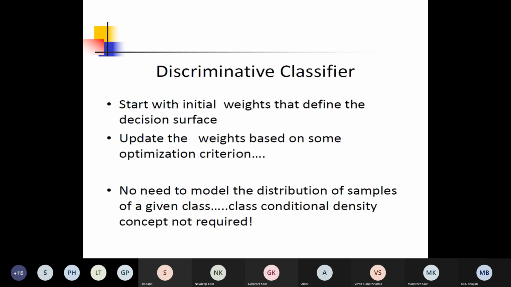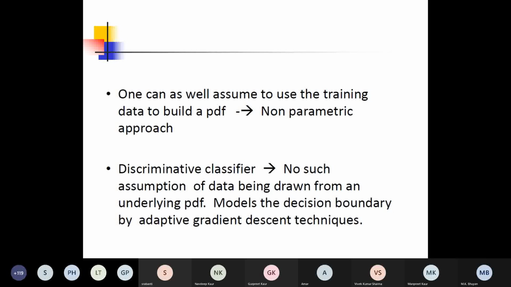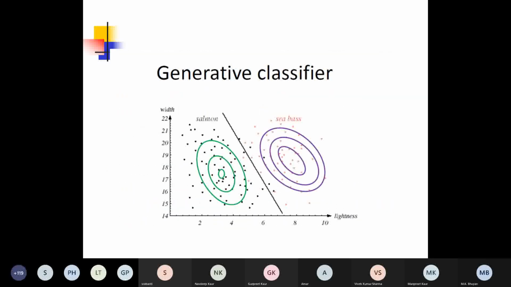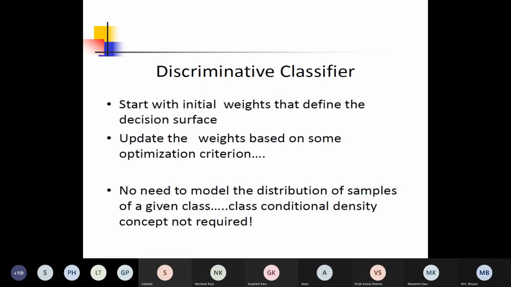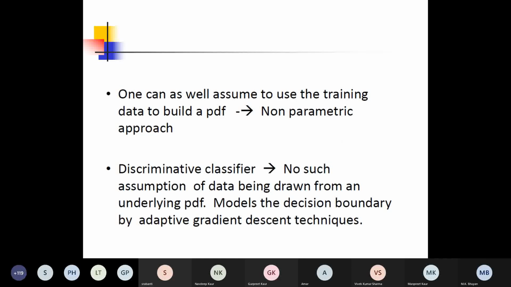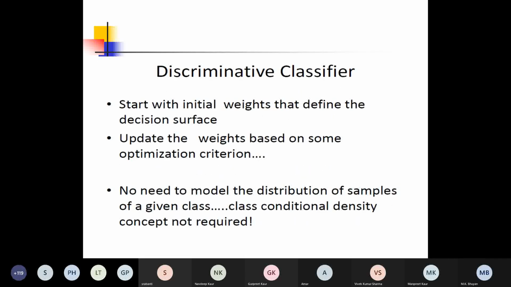And in case of the discriminative classifiers, I have already explained. We have to consider some initial weights of the decision boundary, the decision surface. After this, we have to apply some optimization techniques to find the best decision boundary. So maybe we can consider the artificial neural networks, or maybe we can apply the support vector machine. These are examples of the discriminative classifiers. You can see I am considering the two classes, 1 and 0, and I want to find the best decision boundary between the classes.